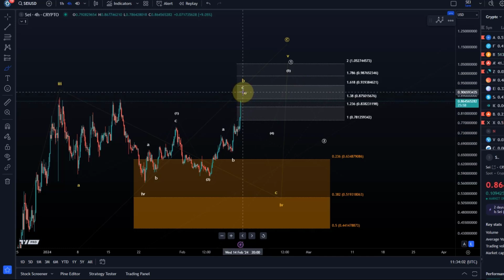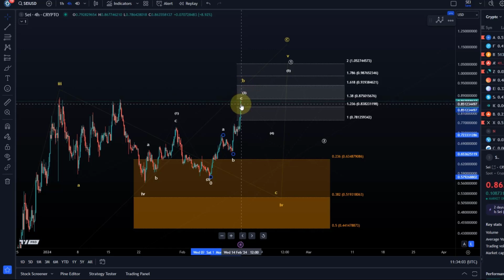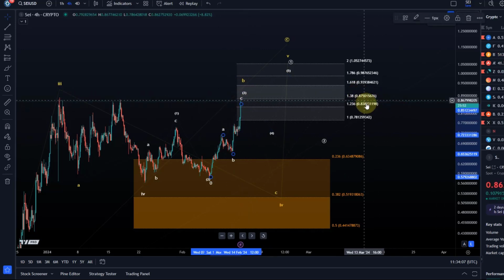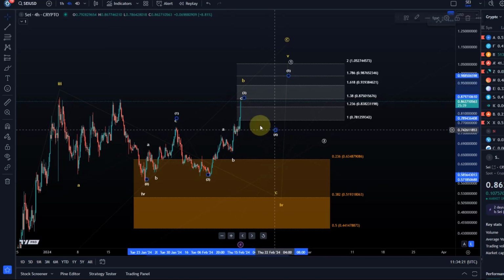The third wave is likely an ABC structure, and the third wave should ideally reach 87.5 cents plus. Okay, so this is the first ideal level, and I think we should get there. It's also where we have previous highs. So if we get a pullback, it would be wave 4. Once I have confirmation for a pullback, I will add a support area for the chart for wave 4.